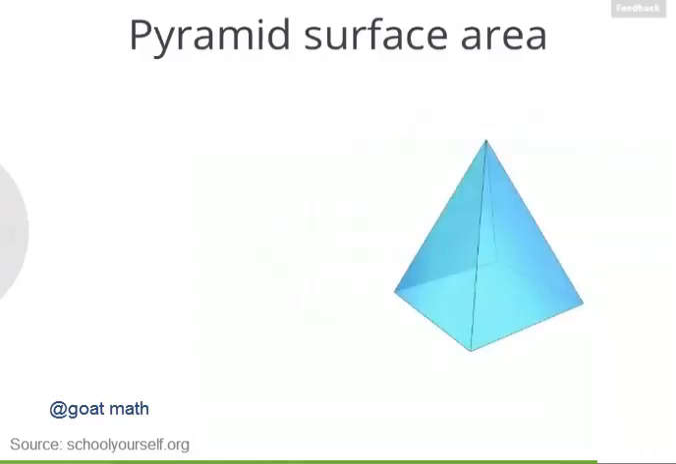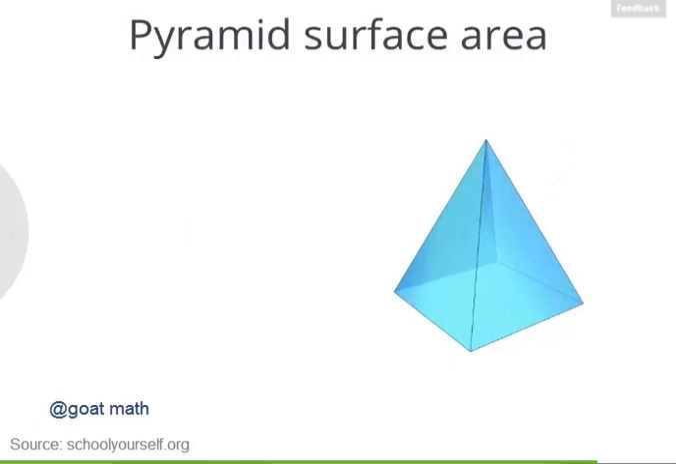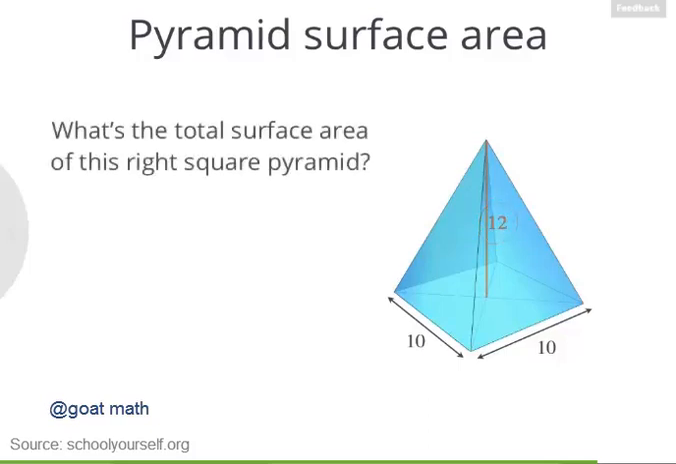Let's try one final problem. Take a look at this right square pyramid here. Suppose its base has a side length of 10, and the vertical height of this pyramid is 12. What's the total surface area of this pyramid?